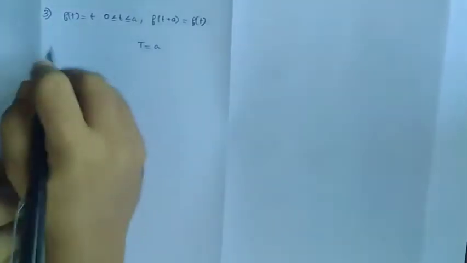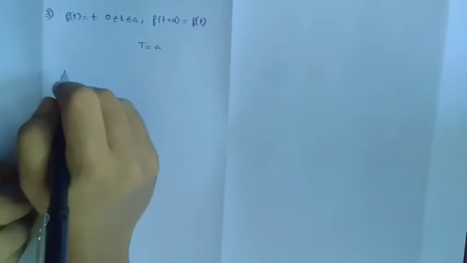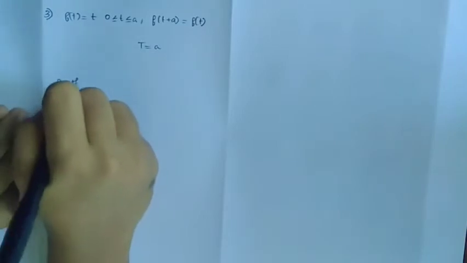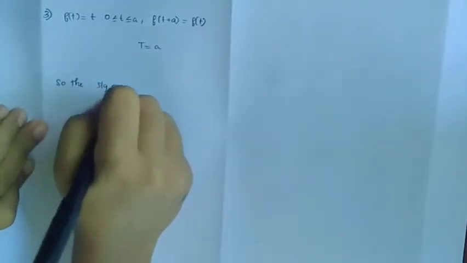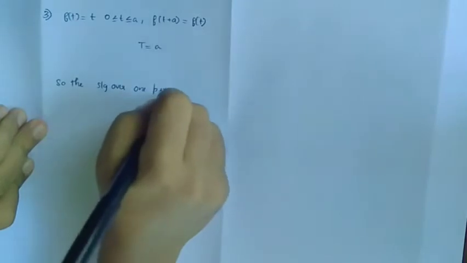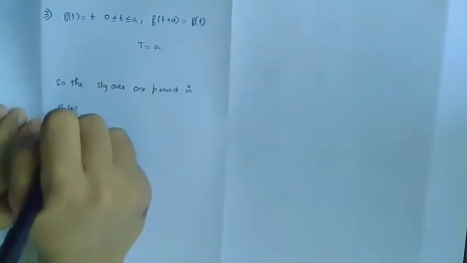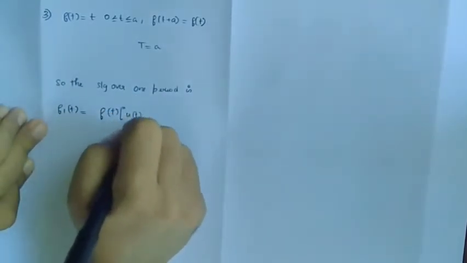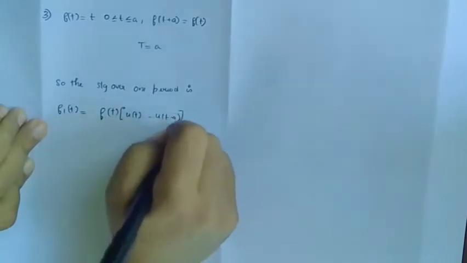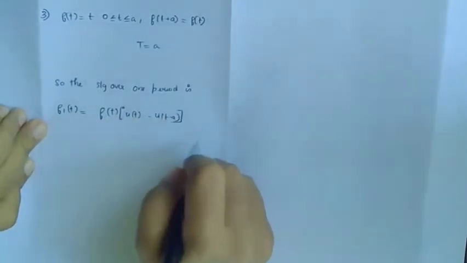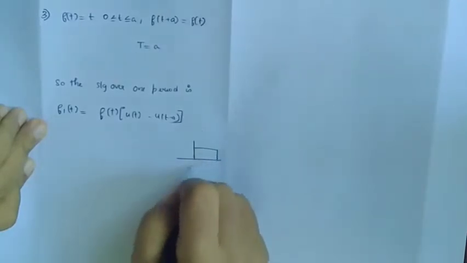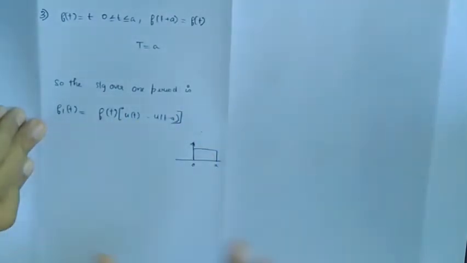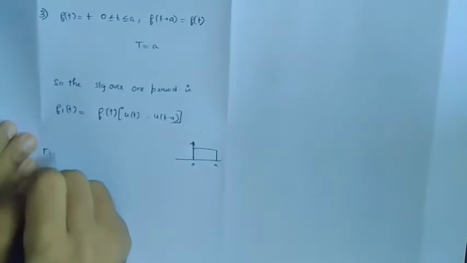Okay. So f of t can be written as, the signal over one period is f1 of t equal to f of t into u of t minus u of t minus a, right? What is u of t minus u of t minus a? It will extend from 0 to a, right? So if it is multiplied by f of t, that means we are talking about the first period. So what is f1 of s?